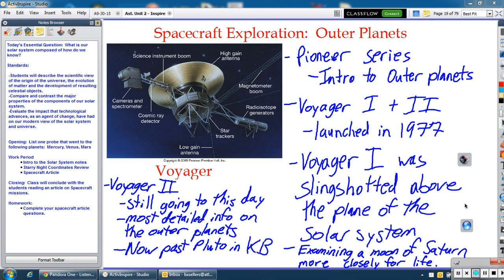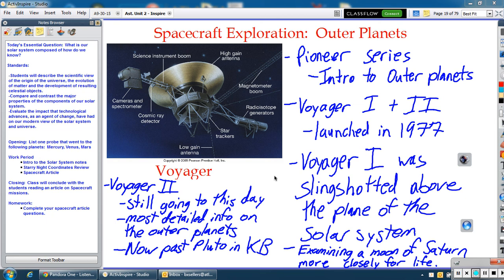Voyager 1 was slingshotted above the plane of the solar system, taking a closer look at Titan. Titan was of big interest in the late 70s and early 80s, and it still is of interest, but Voyager 1 gave us the first up-close pictures of it, revealing that it had an atmosphere, which we suspected it had, but it confirmed it.